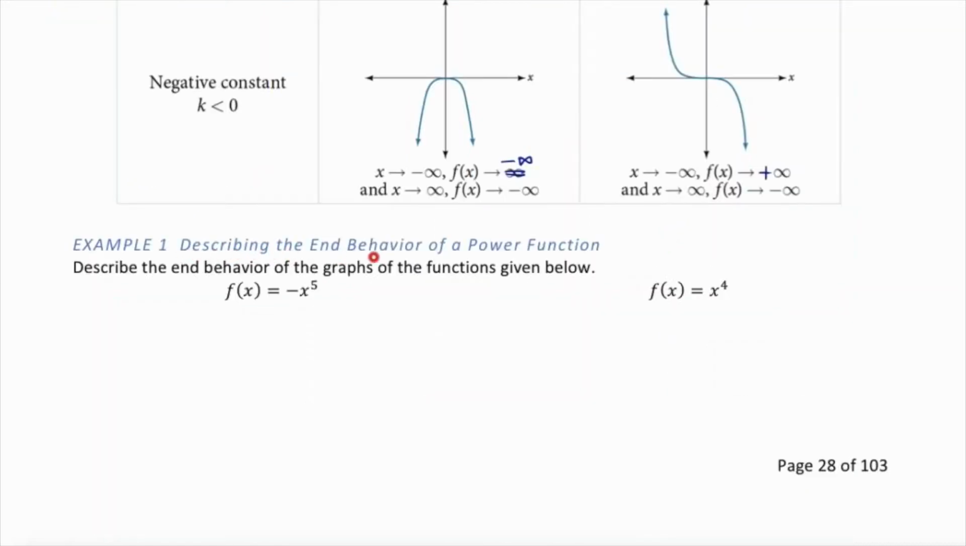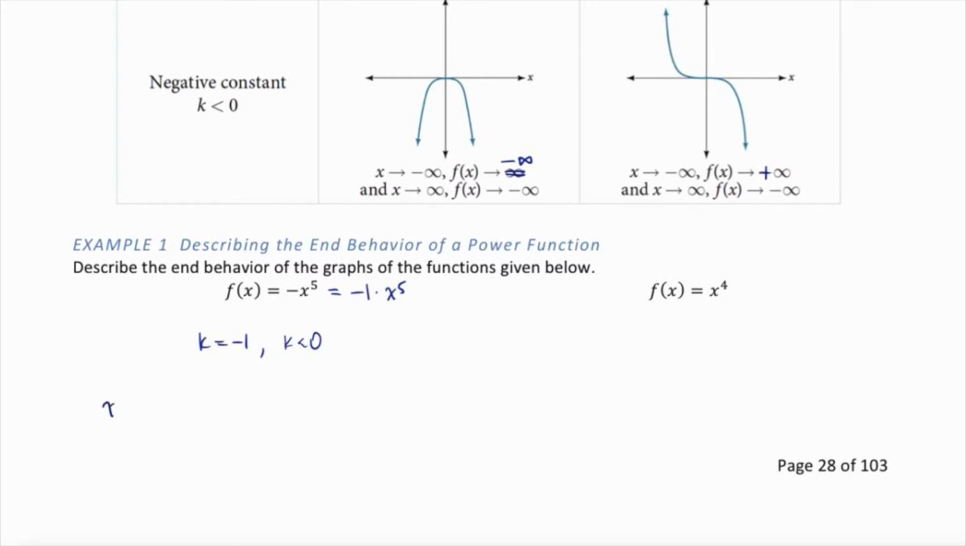Example 1, describing the end behavior of a power function. Describe the end behavior of the graphs of the functions given below. So we have f of x equals negative x to the 5th. Let's rewrite this as negative 1 times x to the 5th. This makes it very obvious what the value of k is. k equals negative 1. That is less than 0. So k is less than 0. And we have an odd power.